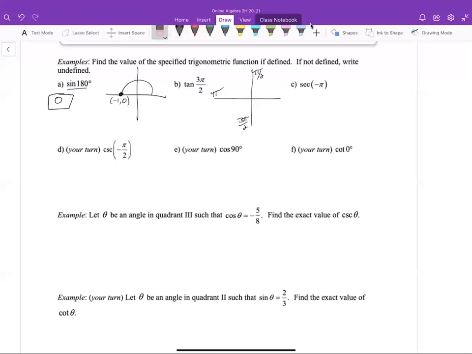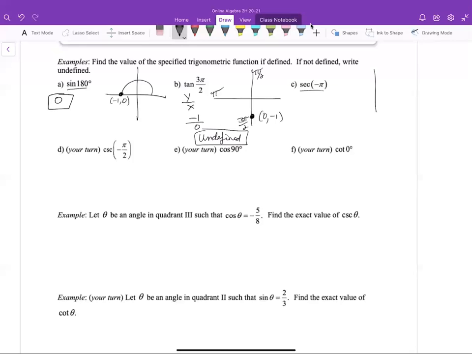Okay, so where are we located? We are located at 3 pi over 2. So I'm on this negative y-axis. And so I have 0, -1. Tangent is the same as y over x. Y is -1, x is 0. Can't divide by 0, so this is undefined. And that is possible. We have certain values that are undefined.